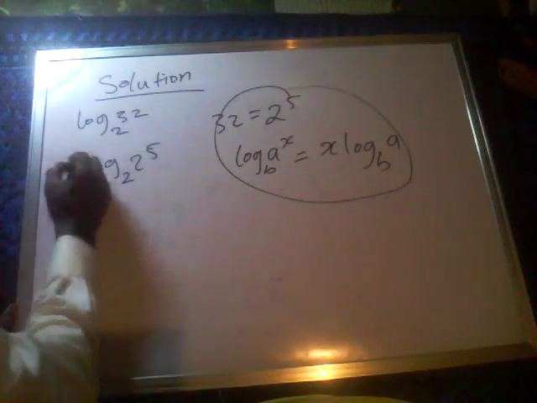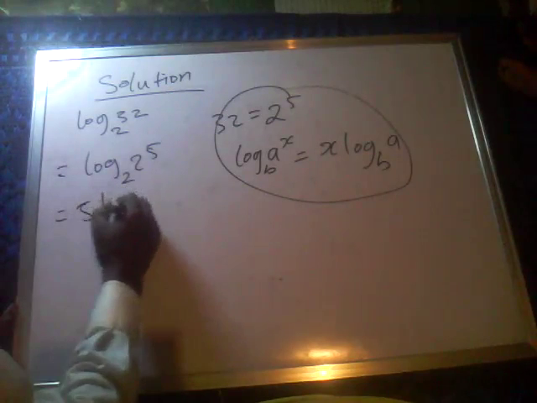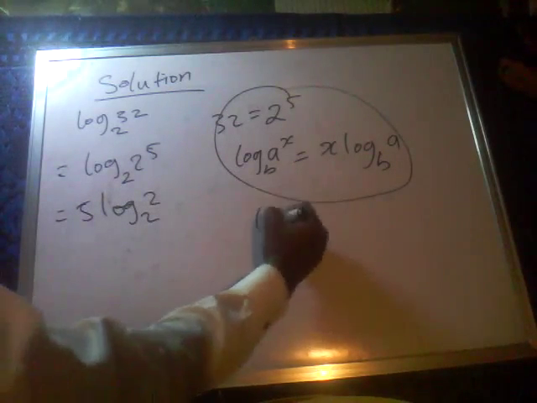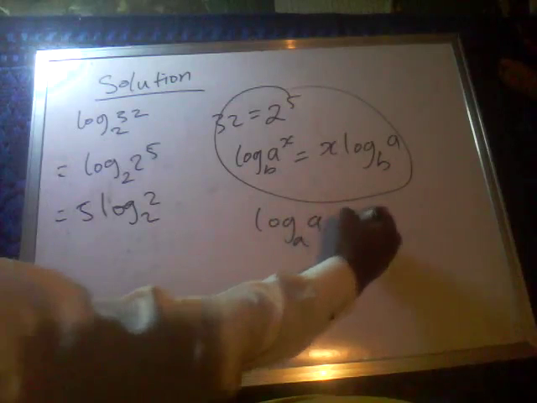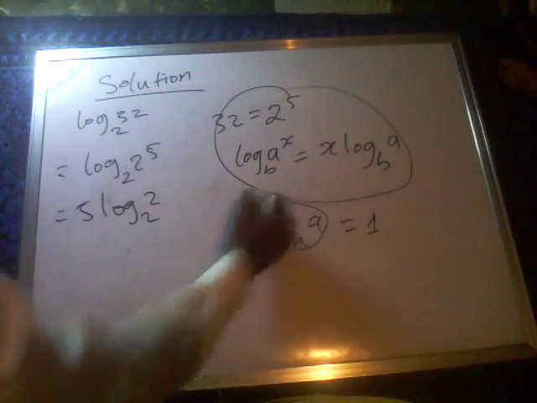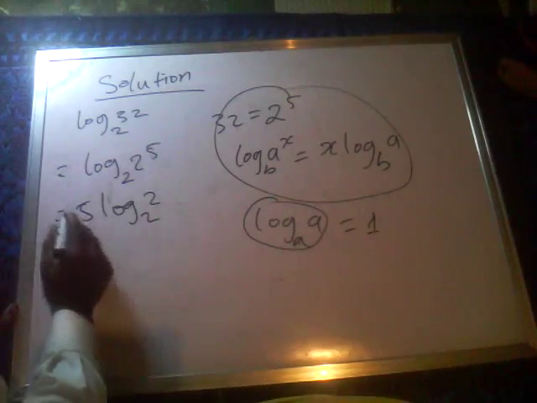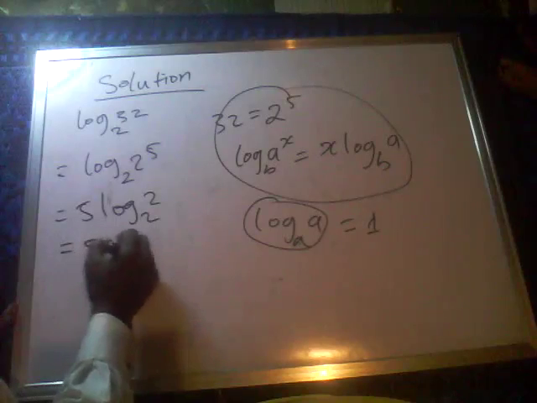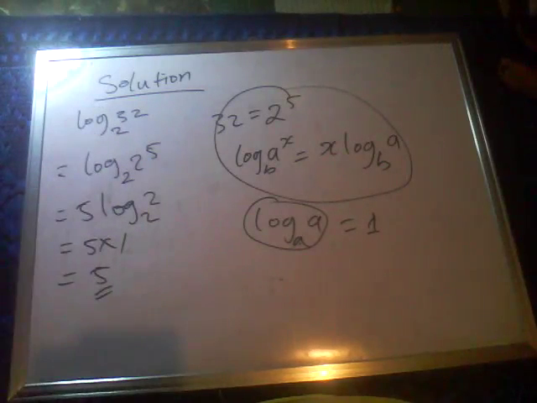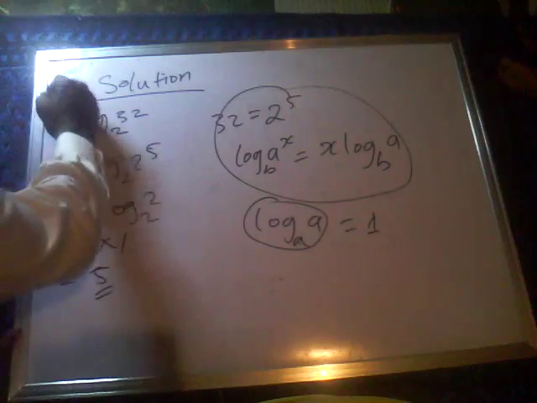So these are the basic principles that we're going to apply in solving this problem. So that means we have 5 log 2 to base 2, and also we know that log a to base a is 1. Whenever the number and the base are the same, the logarithm of it is going to be equal to 1. So 5 log 2 to base 2 is equal to 5 times 1, and that is 5. So the answer to log 32 base 2 is 5. That's as simple as that. That is for number 1.